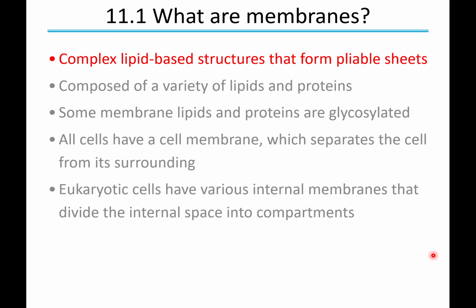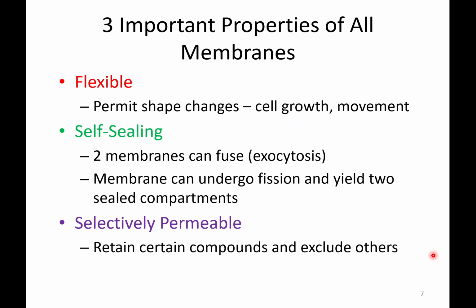Eukaryotic cells have other membranes inside them. They have internal membranes that divide into organelles inside the cell. All membranes have 3 important properties. 1, they are flexible. They have to be flexible because they need to permit shape changes. Cells have to be able to grow, or they have to be able to move, so they need to be flexible. If your membrane was rigid, it would just break apart and spill the contents. So they need to be flexible.